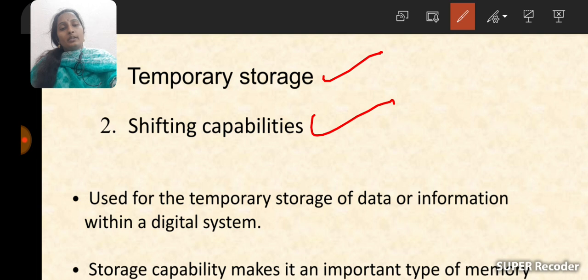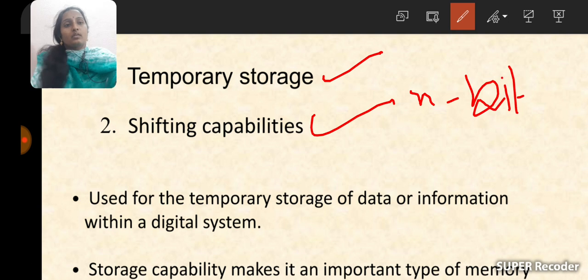So what is the capacity of a register? The registers are used to store the binary information. Depending upon the number of flip-flops used, it is used to store n bits. Okay, and it is also used to shift the binary data.